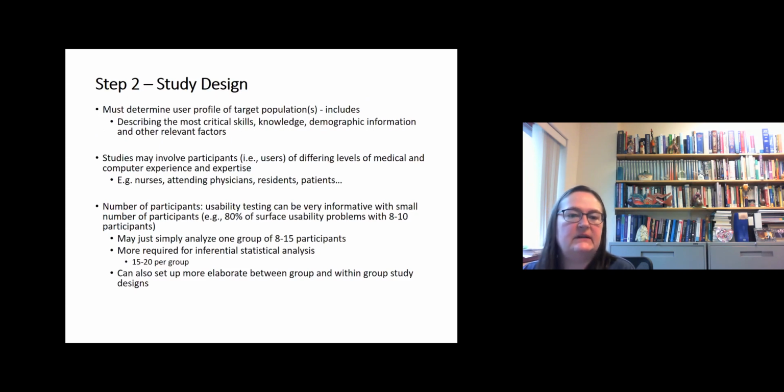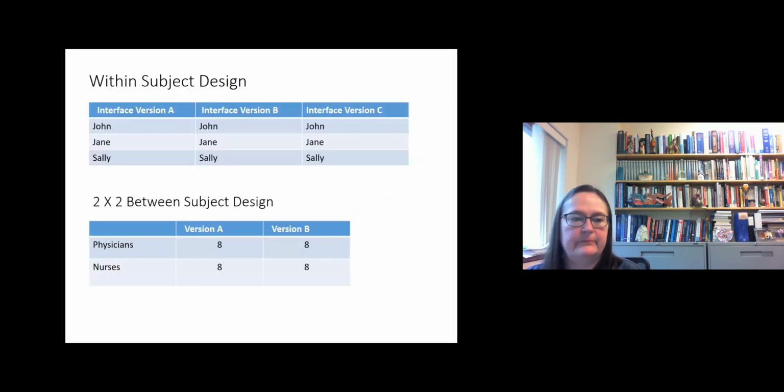The second step is the study design, where you would identify specific target populations. So for example, if you are looking at patient users, you would identify what types of patients you would like to have participate in your usability tests. And just a little note here, as Andre mentioned earlier, if you have about 8 to 10 participants, you roughly get about 80% of the surface usability problems. If you're looking at publishing, then you require a few more additional participants, usually in the range of about 15 to 20, so that you can do inferential statistics.